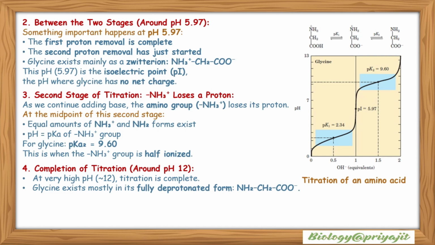Completion of titration, around pH 12. At very high pH, titration is complete. Glycine exists mostly in its fully deprotonated form, that is NH2CH2COO-. This is the titration of an amino acid.